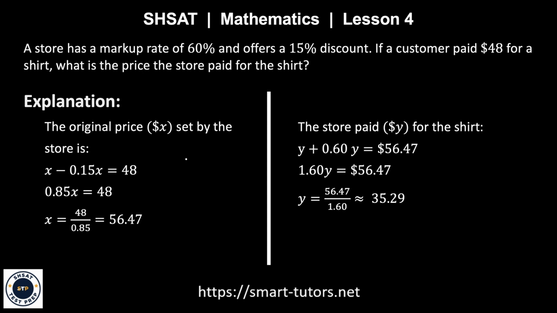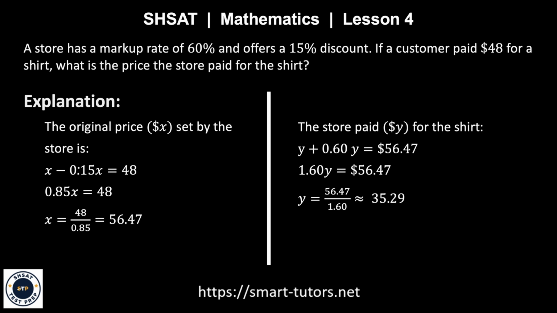Let's do another practice problem here. A store has a markup rate of 60% and offers a 15% discount. If the customer paid $48 for a shirt, what is the price the store paid for the shirt? So say the original price set by the store is X, right? If you get a 15% discount, you need to take the 15% off of X, so that equals $48.